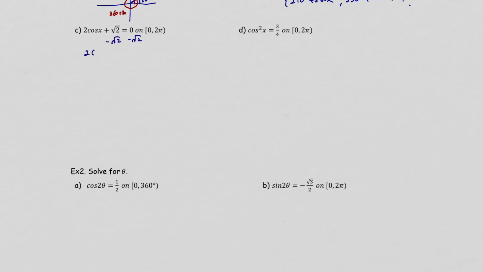You get 2 cosine x equals negative square root of 2. And then divide both sides by 2. That gives you cosine x equals negative square root of 2 over 2. And multiply both sides by cosine inverse to isolate or get rid of cosine. You get x equals cosine inverse of this value.